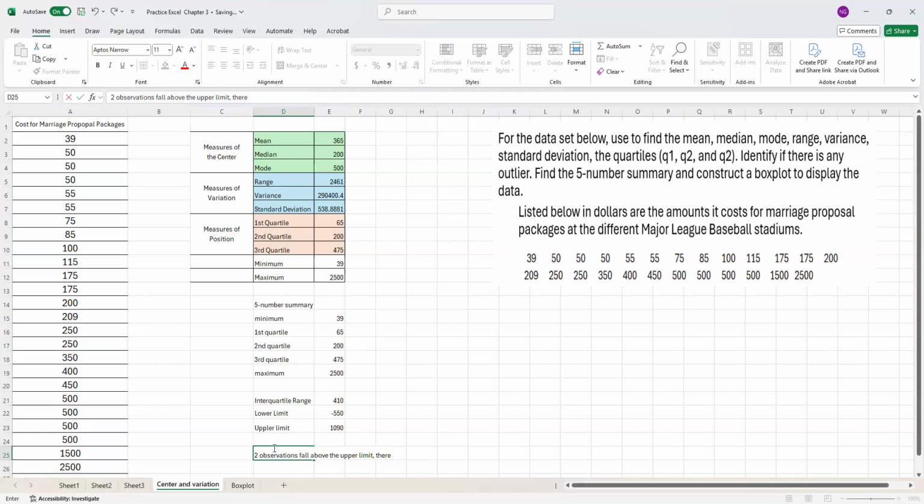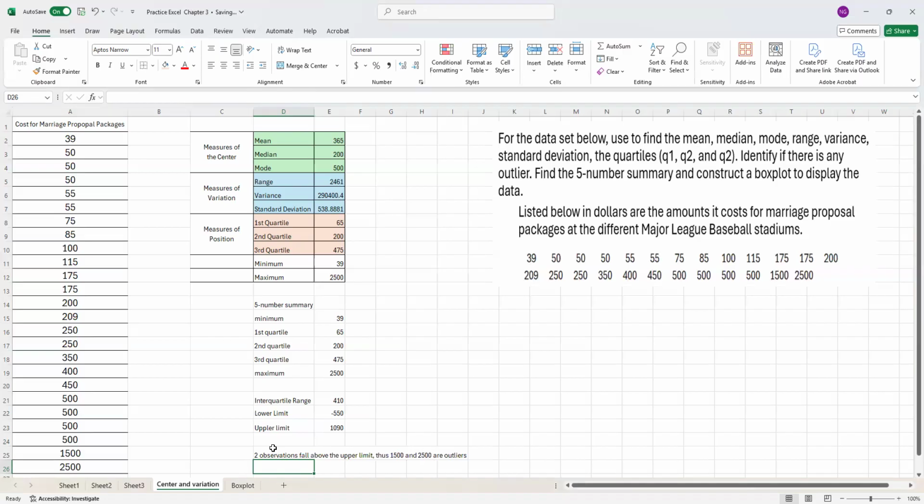There are, though, what are these two observations? 1500 and 2500 are outliers. Here you go. We find two outliers, and these two numbers weren't featured in our box plot. We will represent them by stars.